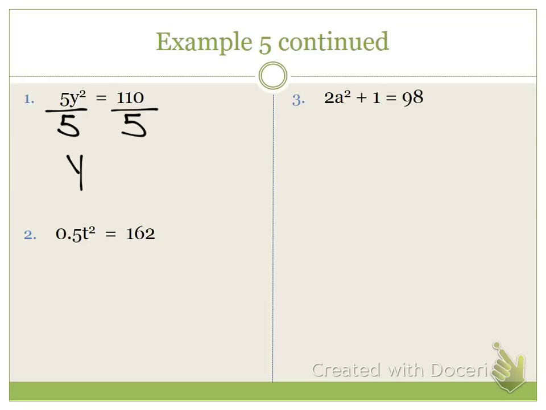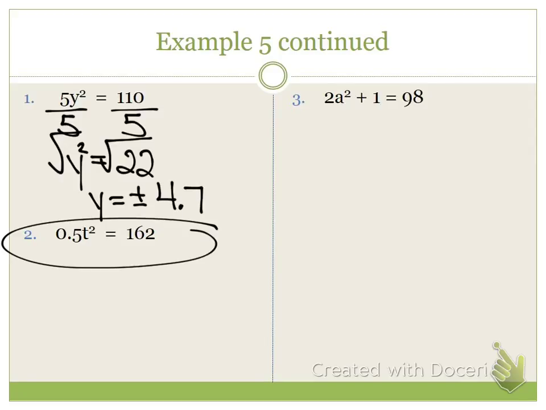Okay, and now y squared equals 22. And now what do I do to solve for y squared, or solve for y? Yeah, square root of both sides, and y equals positive and negative, round to the nearest tenth. What will it be? 4.7. I want you to try to solve number 2 now.